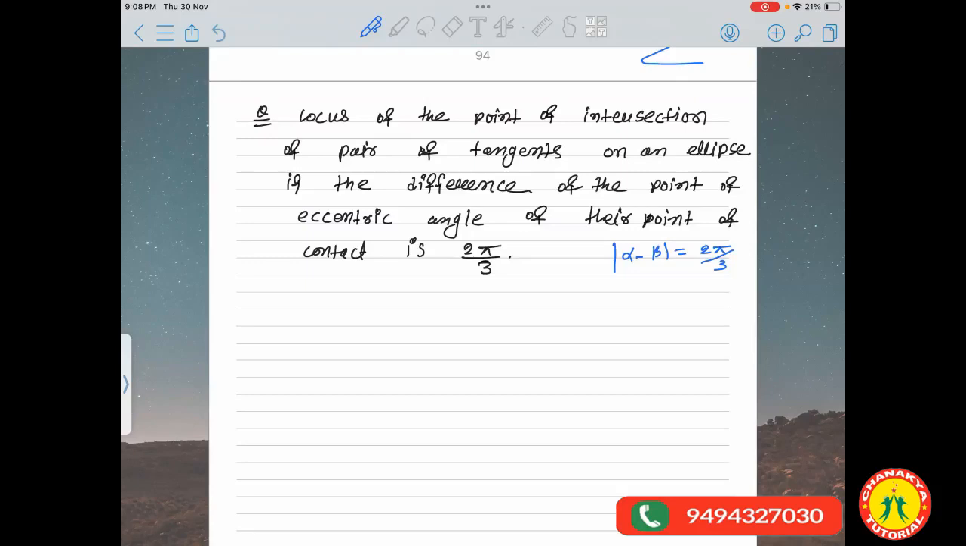Anyone get the answer? Anyone got the answer? A very simple question. Already discussed.